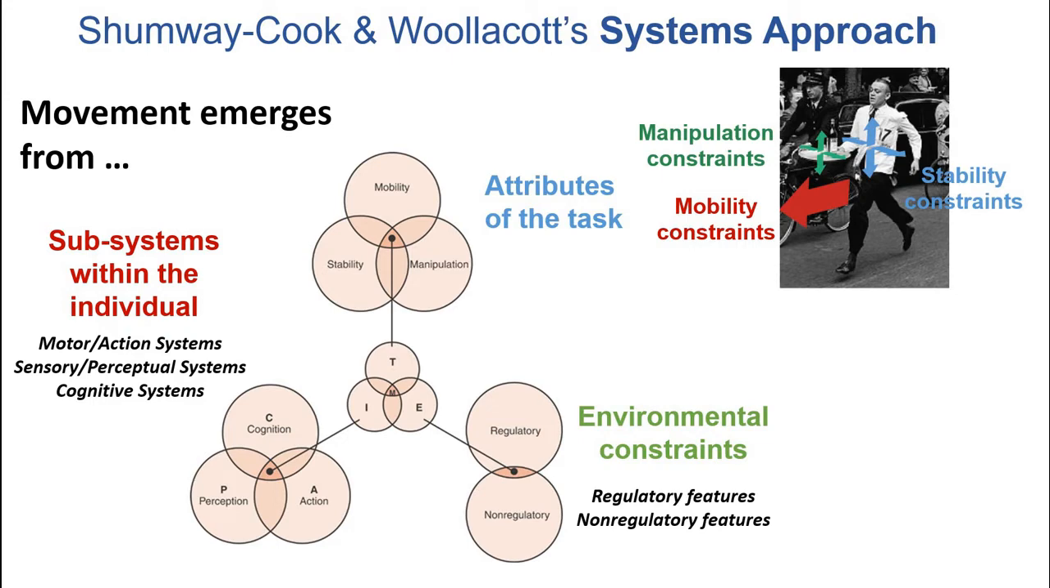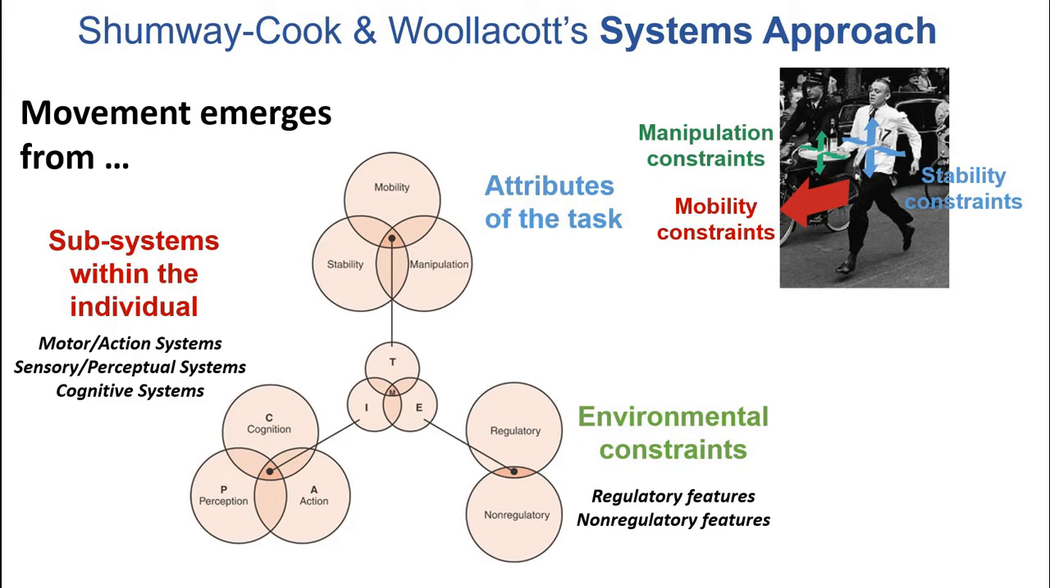We've just finished learning about stability, that is, the ability to regulate the posture of the body. Mobility is what we're going to look at in this next part of the class, and manipulation, that we're going to look at in the final part of the class, are only possible when posture is stabilized.